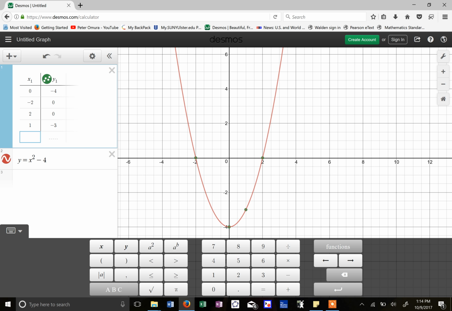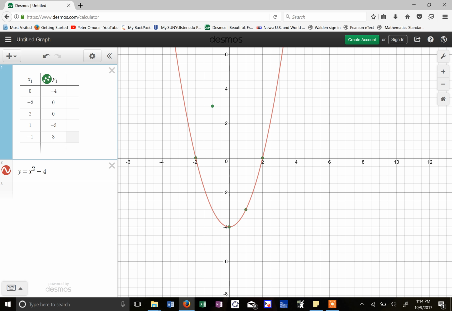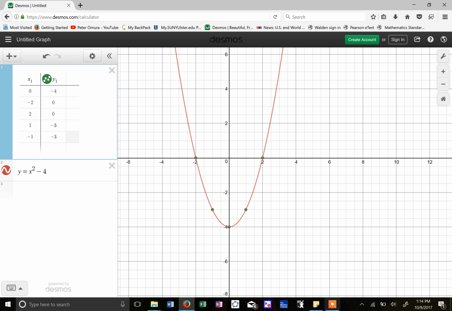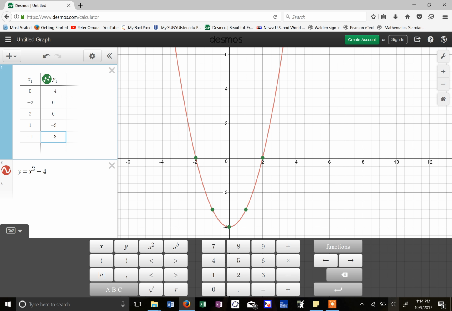What I'm trying to show you is you can also just plug in more values once you know what your actual function is. All right, moving along. I'm going to go back to my sketch pad.